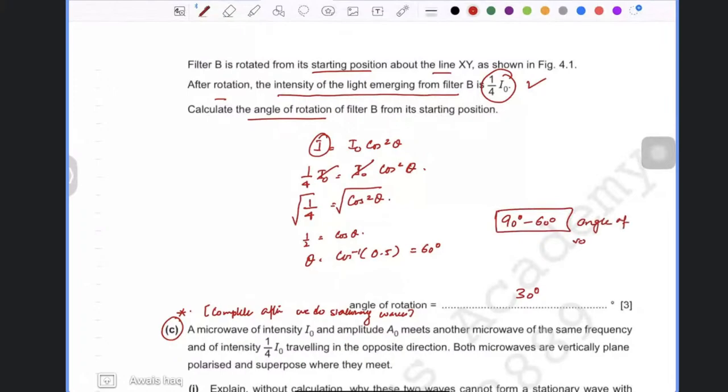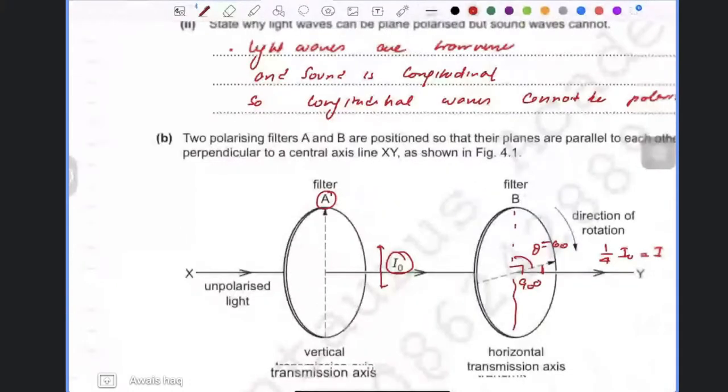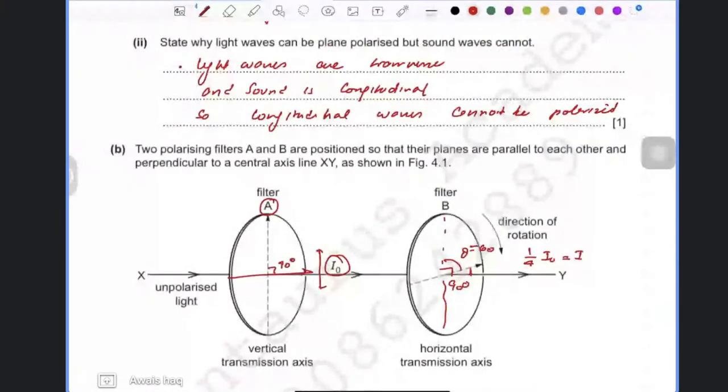Alright. Explain why, sir. Yes, I'll explain. What you need to understand, Khadija, is that the total angle that can be rotated is 90 degrees. Do you understand this? Okay. So at which angle will we get 1/4? That would be 60 degrees from here, right? From that perspective, the transmission is at 60, so when we move it, the rotation about the horizontal is this angle. Now what is this angle? 90 minus 60, that is 30 degrees. Do you understand?